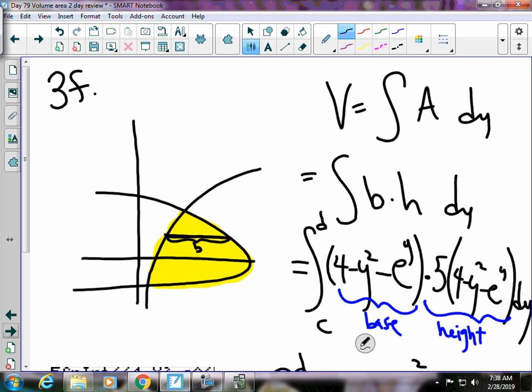Oh, it was a rectangle one? Okay. So they tell you that every slice perpendicular to the y-axis is a rectangle. Now, this is one of these where it's dy because it's perpendicular to the y-axis. Rectangles, recall, have an area of base times height.